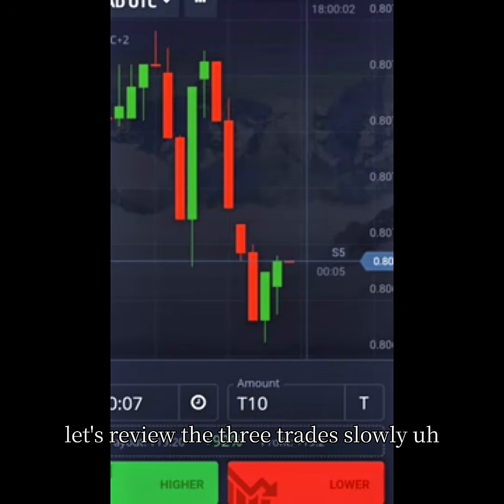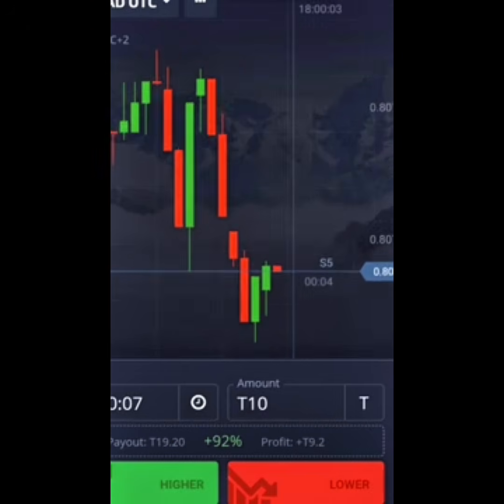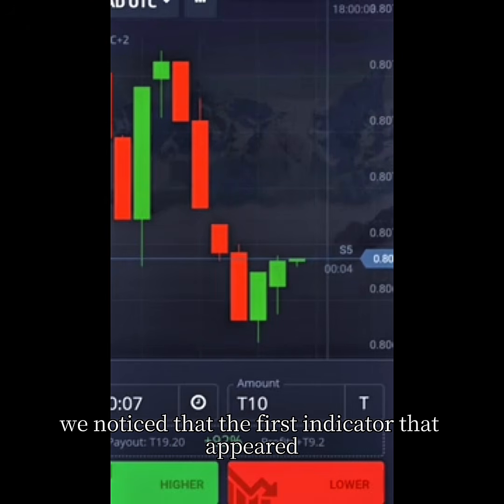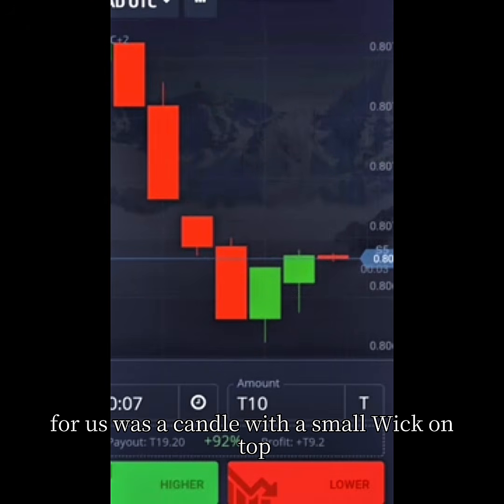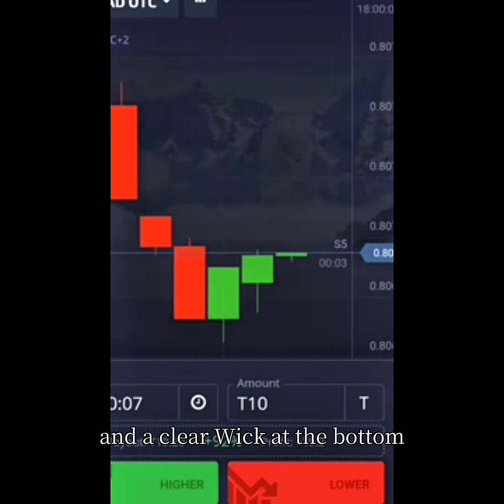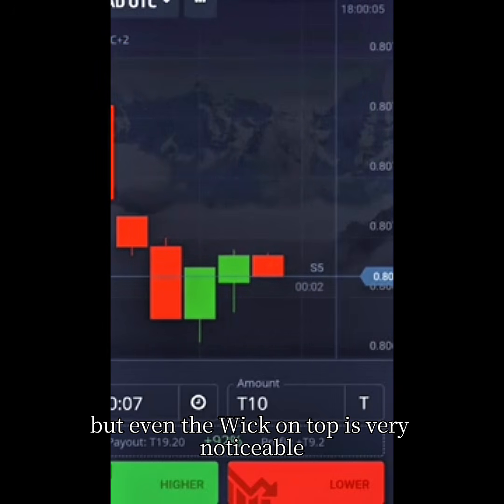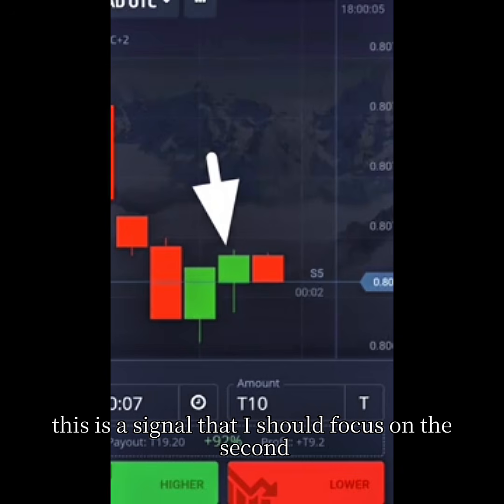Let's review the 3 trades slowly. We noticed that the first indicator that appeared for us was a candle with a small wick on top and a clear wick at the bottom, but even the wick on top is very noticeable. This is a signal that I should focus on the second candle.